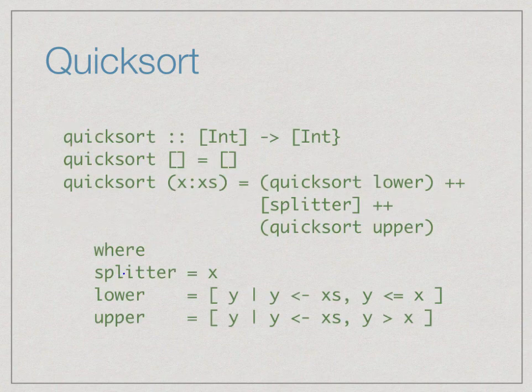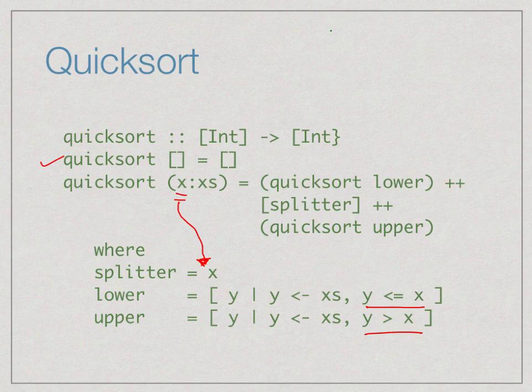Quicksort in Haskell is extremely easy to write. Quicksort of the empty list is of course the empty list. If I have a non-empty list, I pick the first element as the pivot. Here it's called the splitter, but it could also be called the pivot. Then I use list comprehension to take all the values which are smaller than or equal to the splitter, and all those which are greater than the splitter.